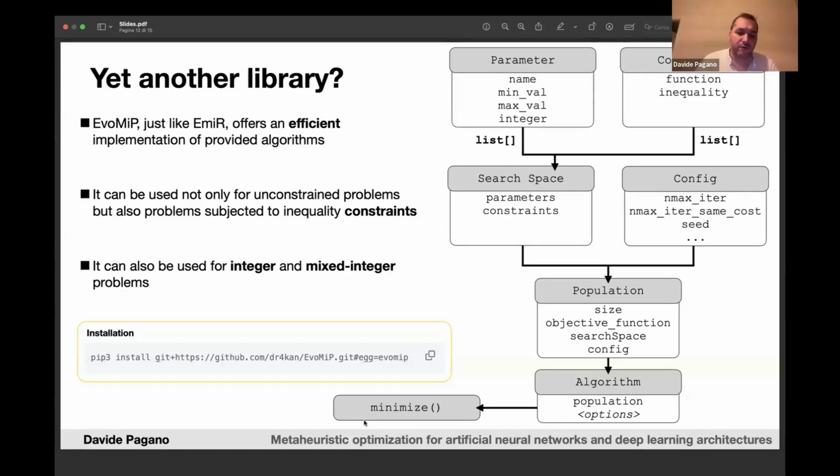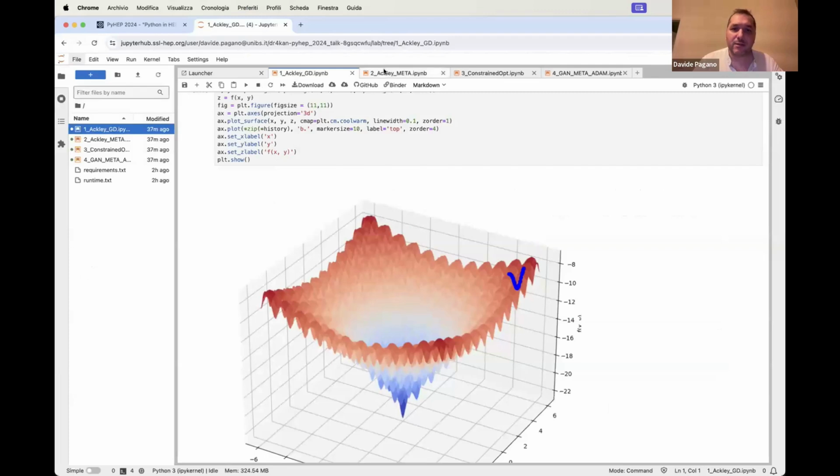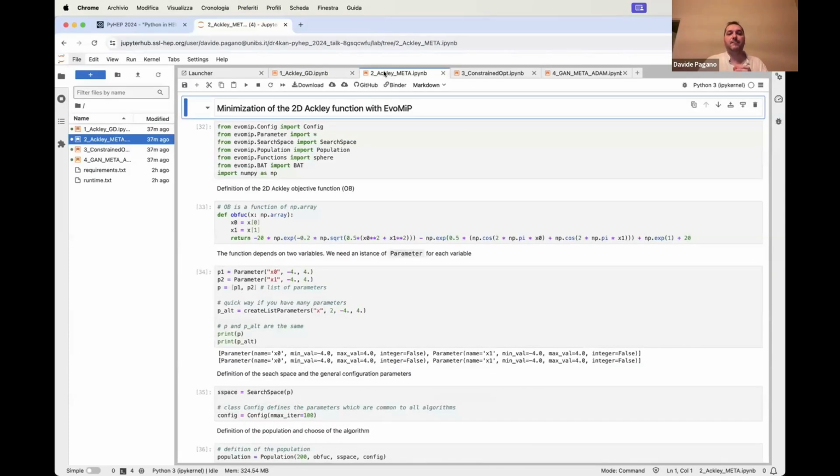Now, let's move to a notebook because it's easier to show you than explain it. Okay, let's start with this case here. Here is an unconstrained optimization problem. This is the two-dimensional Ackley function that we defined before.